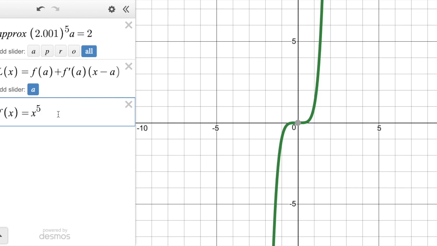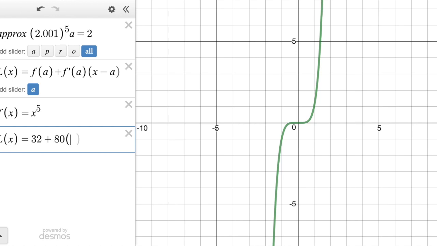When we write our equation, L of x here will be, if I plug 2 into my x to the 5th, 2 to the 4th is 16 times another 2 is 32. And then I'm going to have a plus. F prime would be 5x to the 4th. If I put in 2, 2 to the 4th is 16, and then I multiply that by 5. So I believe that will be 80. So this is 80 times x minus 2.